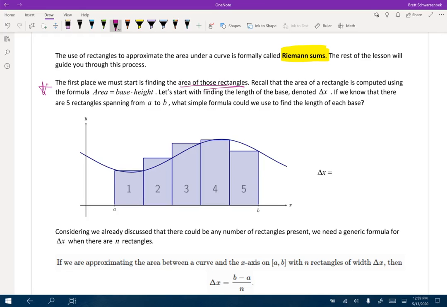It says, recall the area of a rectangle is computed using area equals base times height. Let's first start by finding the length of the base, denoted change of x. Okay, so they're saying that this is called change of x, as is this, and this way, right? All the individual rectangles. Now, remember, these rectangles are all the same length, or the base.